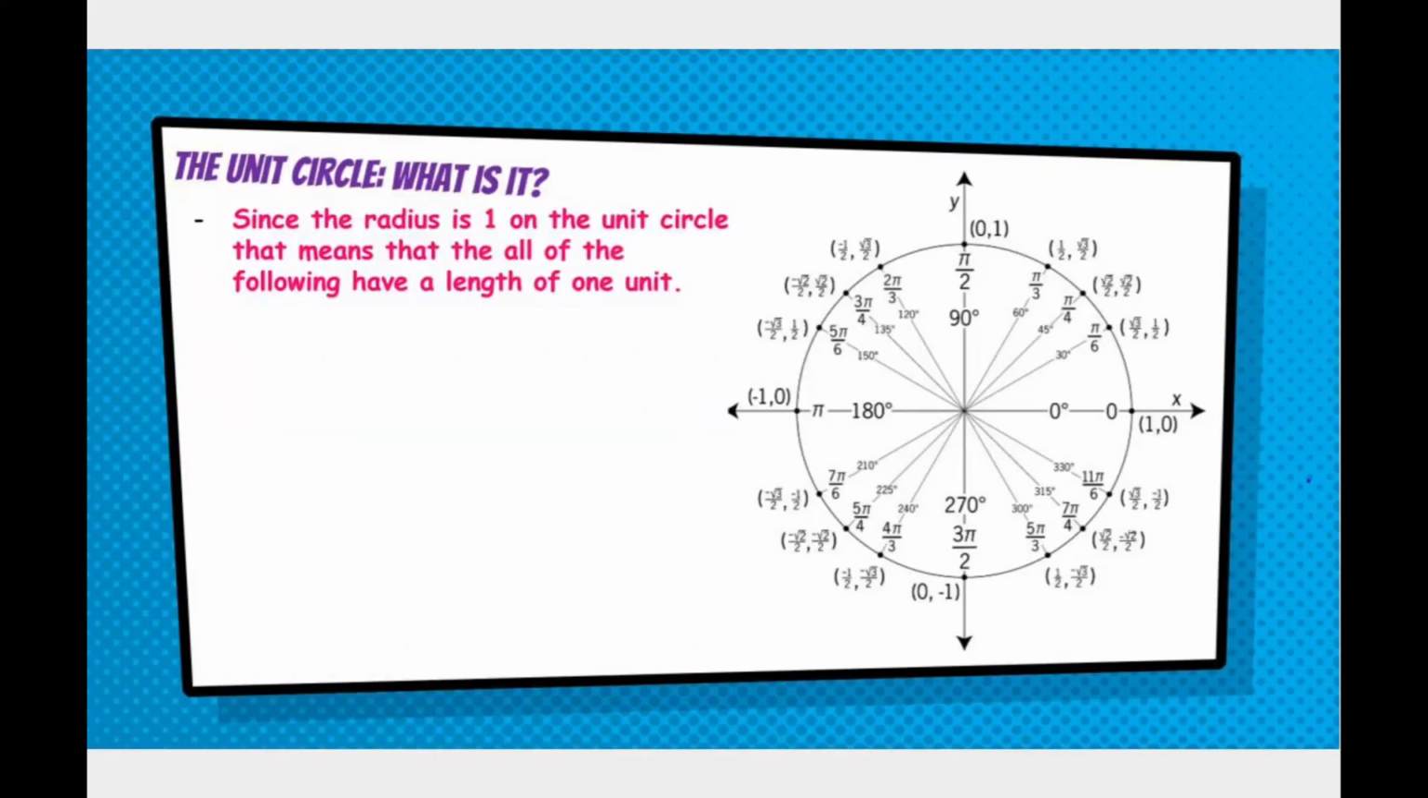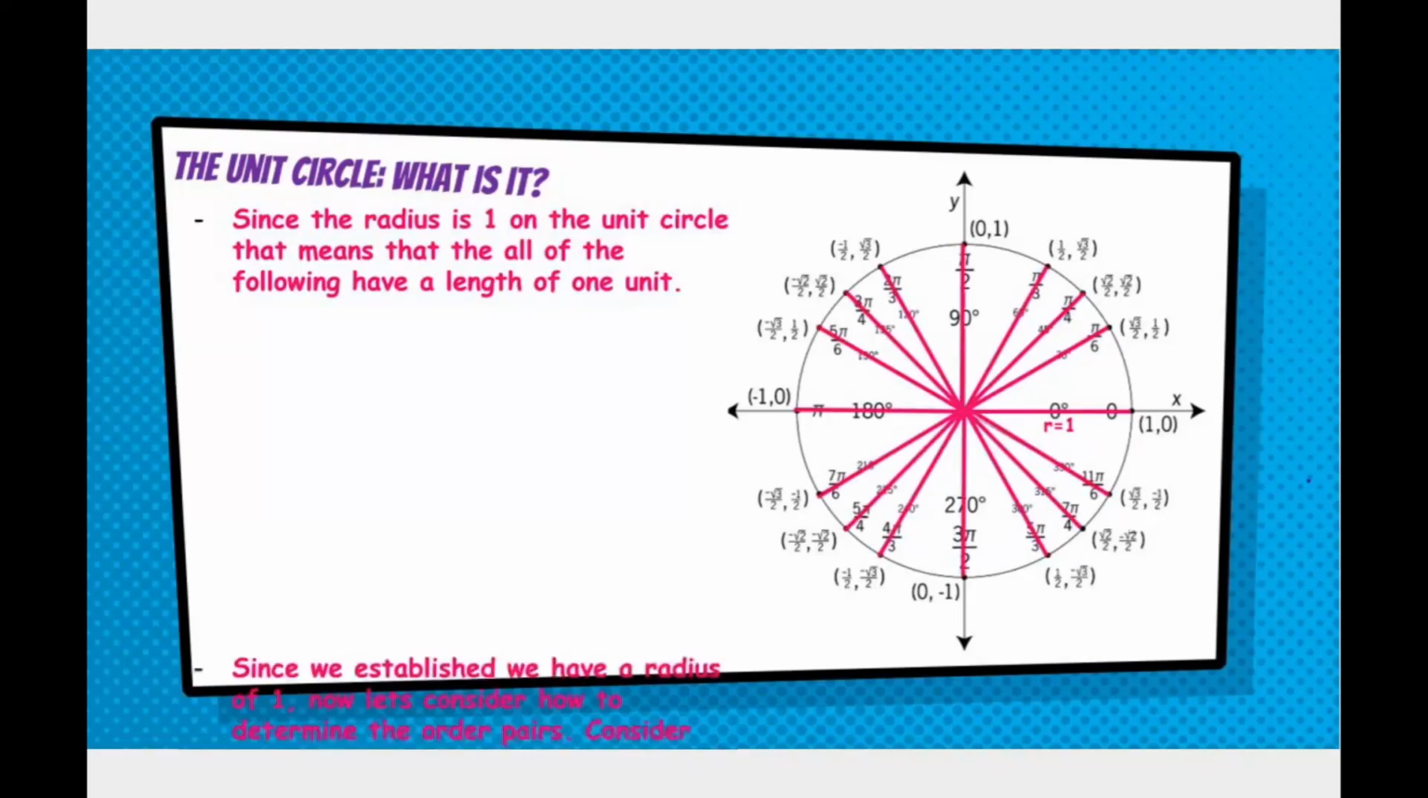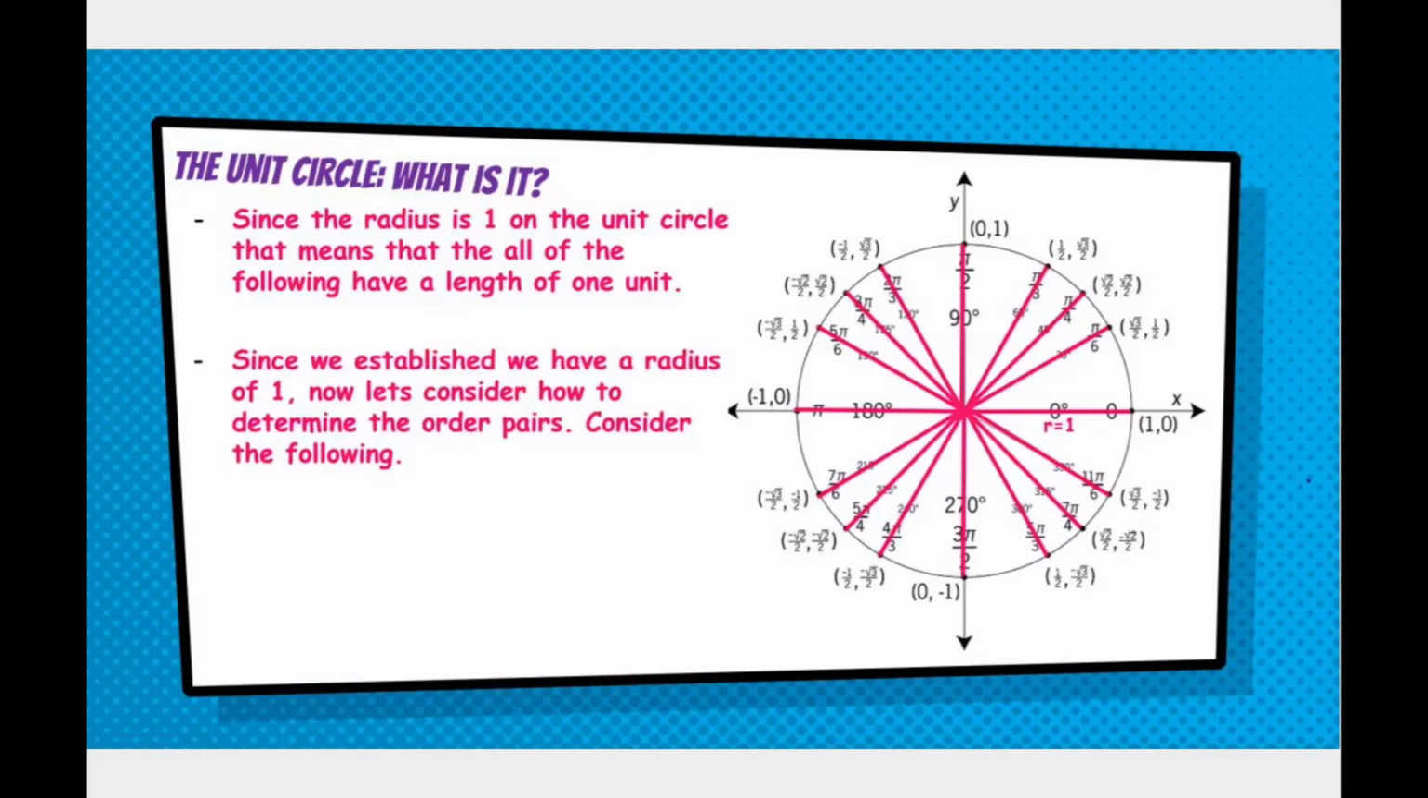Since we do have a radius of 1 on the unit circle, it means that all of the following have a length of 1. So I'm going to draw those lines on here. From the center to the edge of the circle would be 1. So would that, so would that, all the way around. All of those have it. That's what makes it a circle, right? The distance from the center to any point should be equal. So those all have a radius of 1. Since we have established that, now let's consider how to determine the ordered pairs.